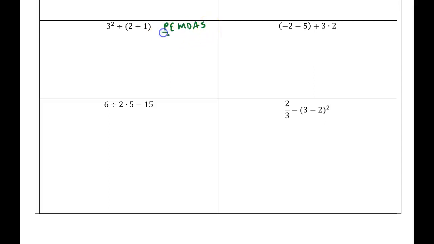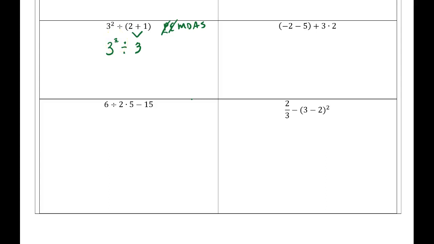So let's handle the parentheses first. So what is 2 plus 1? Well, that would be a 3. And then I'm going to recopy the rest of this. Okay. Now I've handled the parentheses, so my next step would be the exponent, okay? The exponent is right here, so that would be 3 squared, or 3 to the second power.